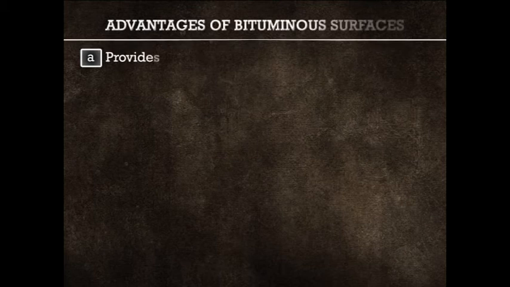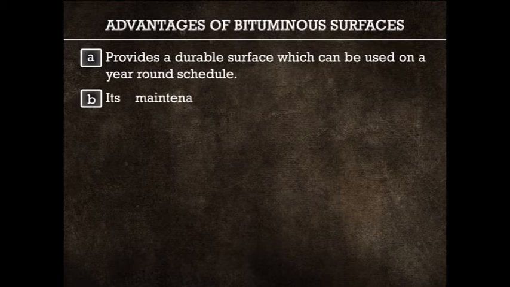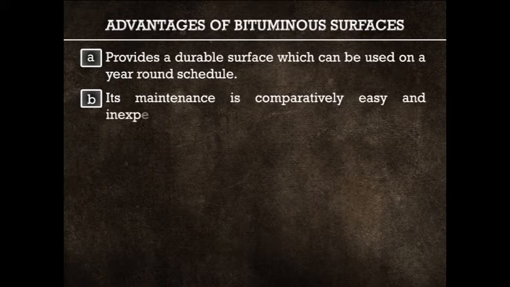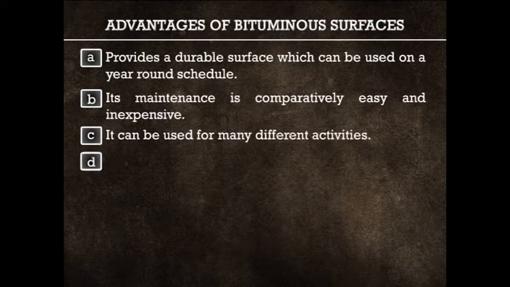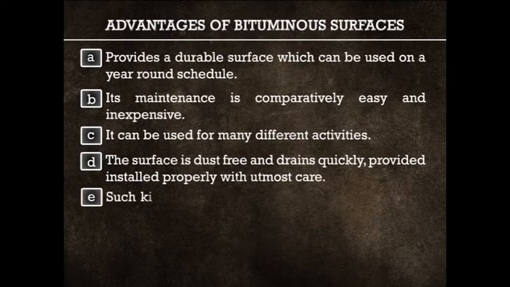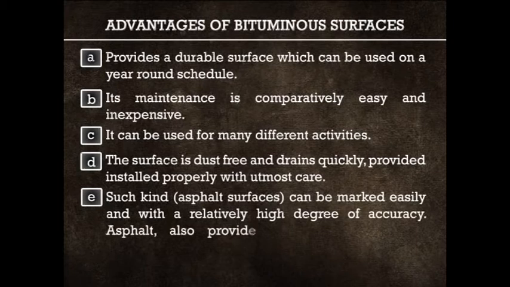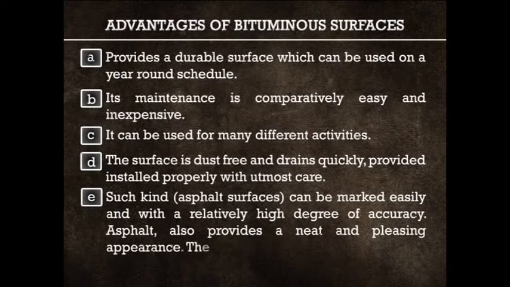It has many surfacing material advantages such as: A. Provides a durable surface which can be used on a year-round schedule. B. Its maintenance is comparatively easy and inexpensive. C. It can be used for many different activities. D. The surface is dust-free and drains quickly, provided it is installed properly with utmost care. E. Such a kind, that is, asphalt surface, can be marked easily and with a relatively high degree of accuracy. Asphalt also provides a neat and pleasing appearance. There is no glare or reflection from the surface.